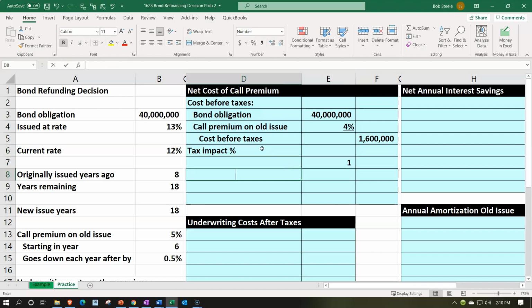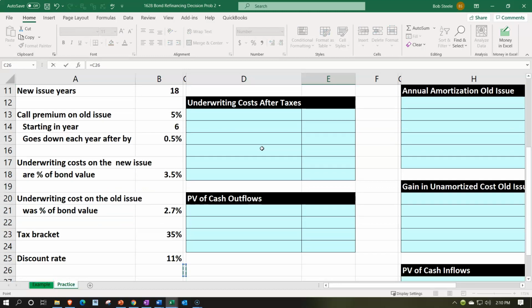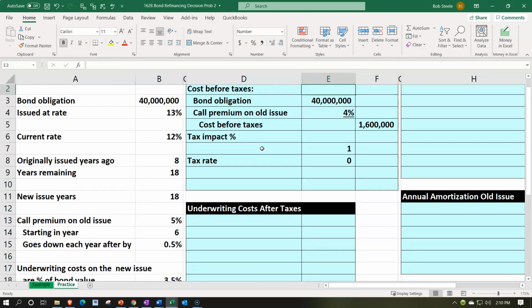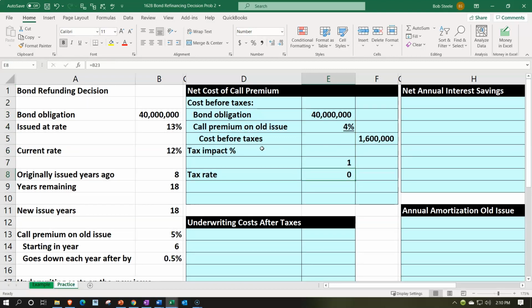It's going to be 1 minus the tax rate. So the tax rate is going to be equal to, we're in the tax bracket, we said, of the 35%. We're going to be picking up the last tax bracket most likely because we're making this decision on the margin. So if it's a progressive tax system, we might be using the last tax bracket. That's going to give us our tax impact percent. Let's indent these two, alignment, indent this one, alignment, indent, and subtract this out.